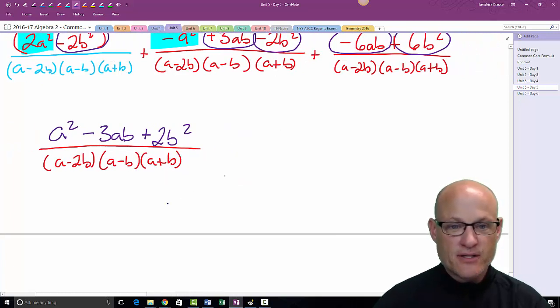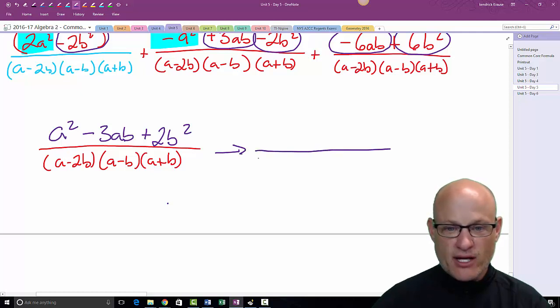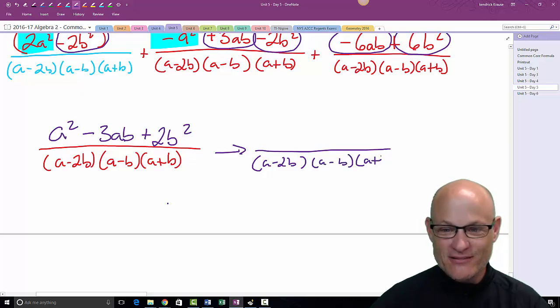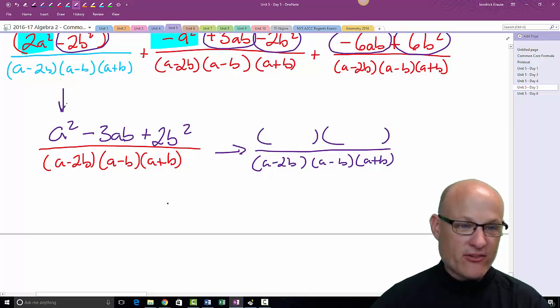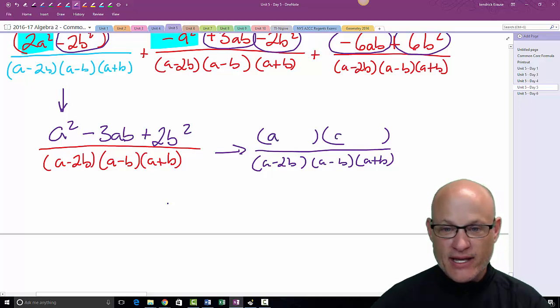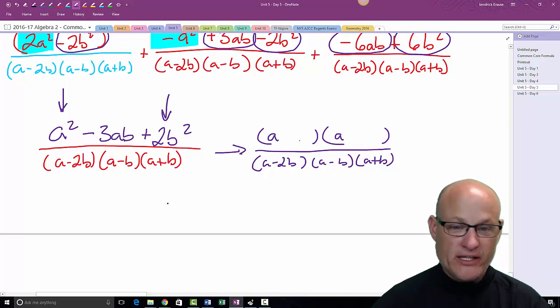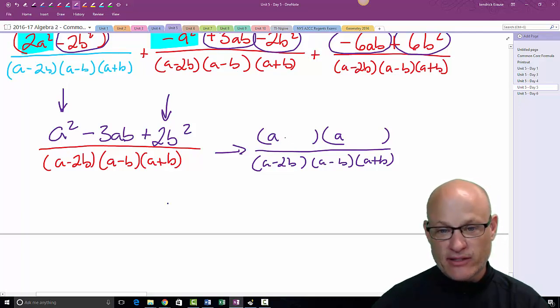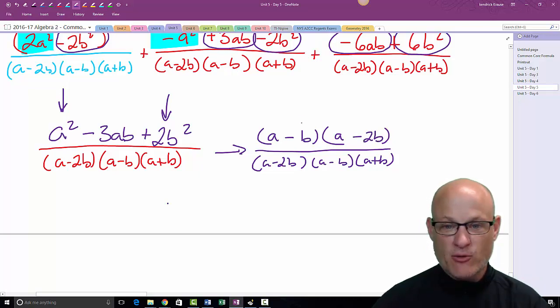So how can I rewrite this? The denominator we're not going to mess with. It's just a minus 2b, or not to be. Oh, that's so old. All right, let's check this numerator out. What multiplies to a squared? That would just be a and a. What multiplies to 2b squared? Wait, it's positive, so the signs have to be the same, and they both have to be negative, and b and 2b, right? Because that would multiply to positive 2b squared. All right, so this is the factored form.